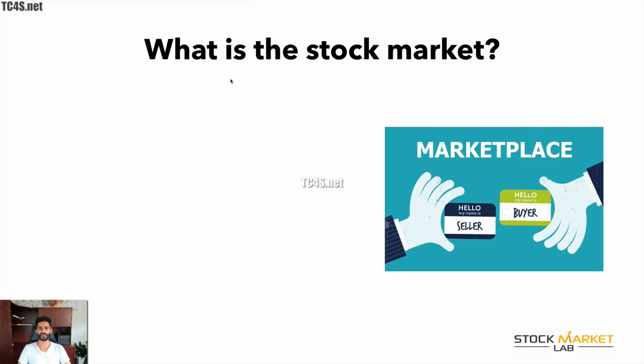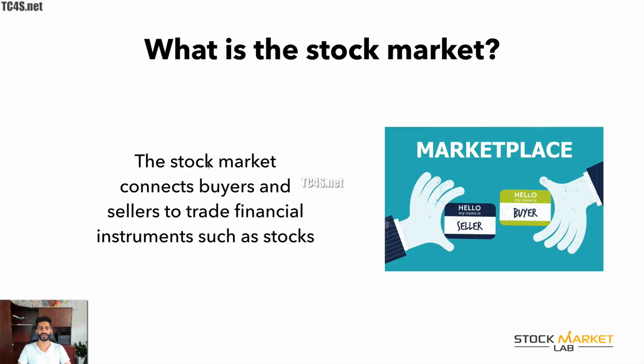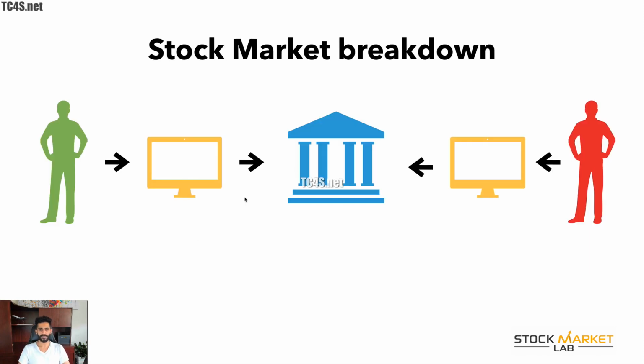Now, first and foremost, what is the stock market? The stock market connects buyers and sellers to trade financial instruments such as stocks, right? So the stock market is basically a middleman for a buyer and a seller. It connects the buyer and a seller to actually make a transaction happen, right? So let's break that down.